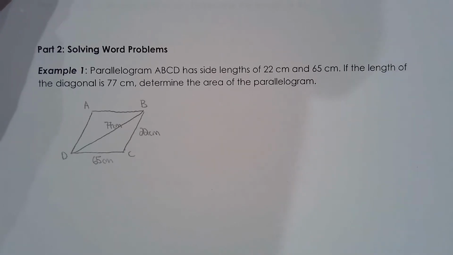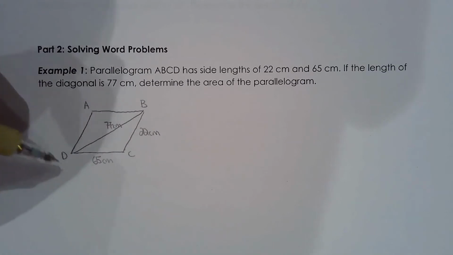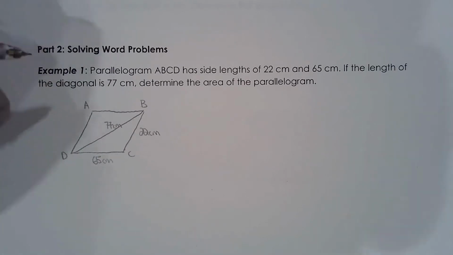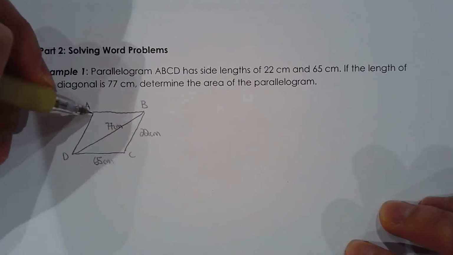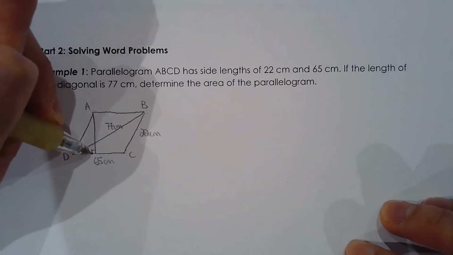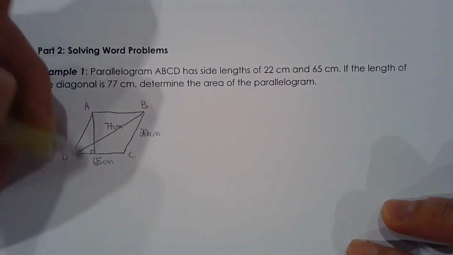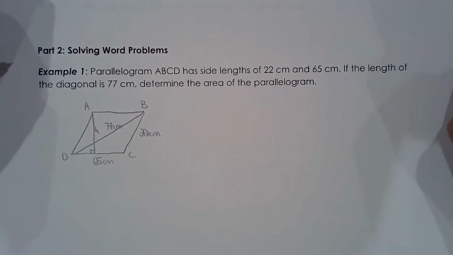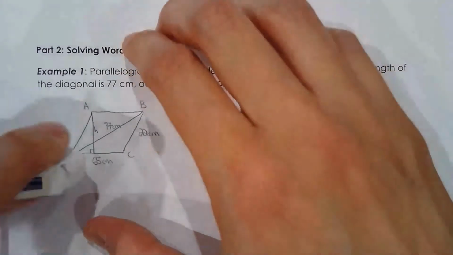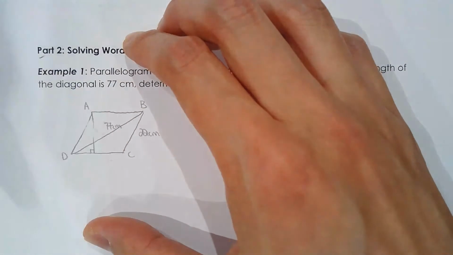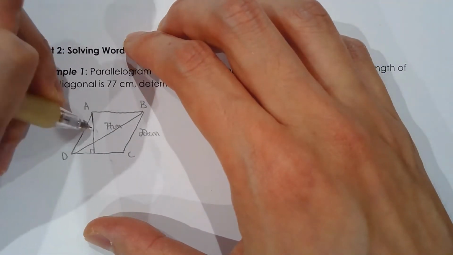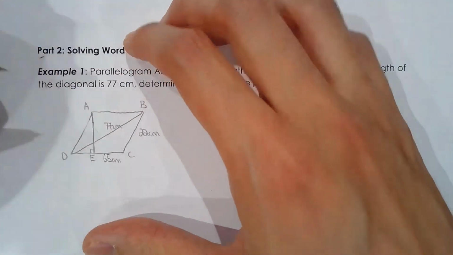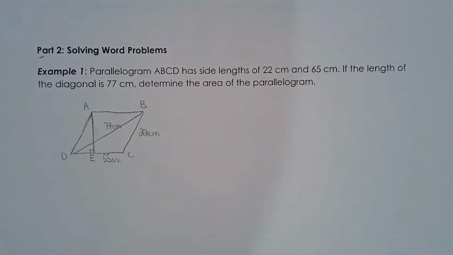Well, the area of the parallelogram is the base of the parallelogram times the height. Now, I could choose AD as a base, but I'm going to choose DC as the base. So what is the height? The height, we'll start from vertex A. That's the height of the parallelogram. In fact, let's just do this: 65 centimeters, and we'll call this E. So AE is our height of the parallelogram.